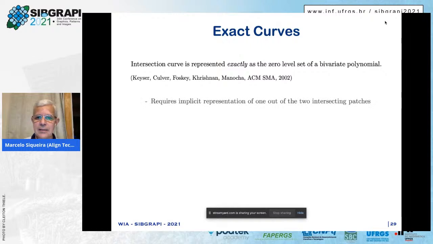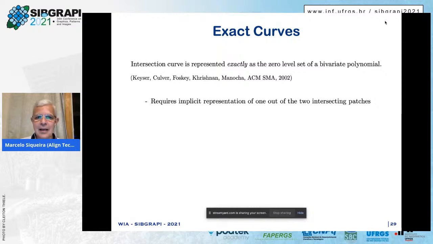So what he did is that he converted one of the two patches that are intersecting to an implicit representation. And thanks to that, he actually was able to represent the intersection curve with an implicit representation as well. But at least it was exact, right? So up to numerical issues, which we are not free of when we work with floating point arithmetic, right?